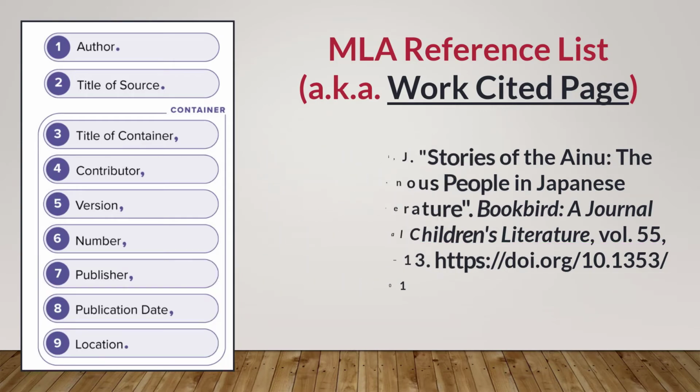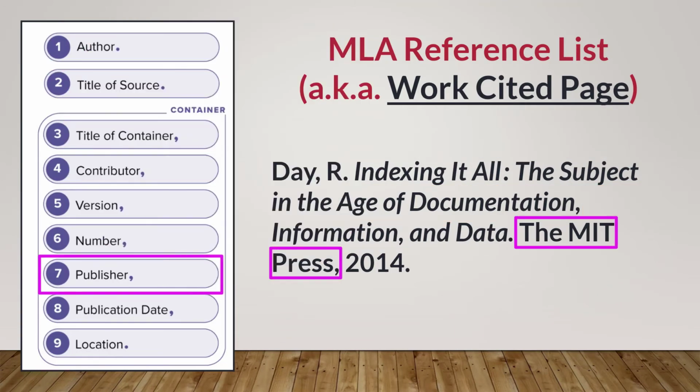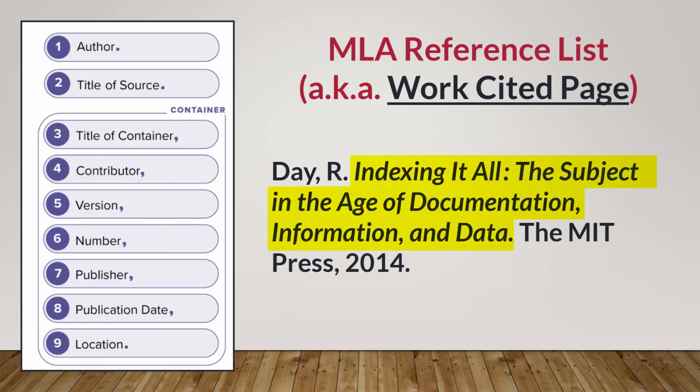For example, a book citation. The author is listed first, followed by the title of the source. Because this is a book, there is no larger container to include. Then the publisher is listed and the publication date. Notice, book titles are italicized and use what we call title case, which means capitalizing all major words in a title.